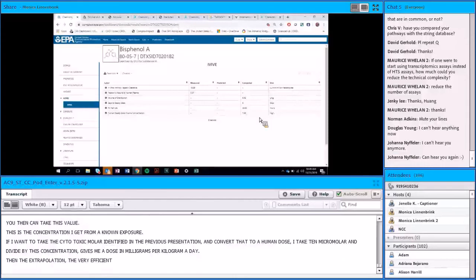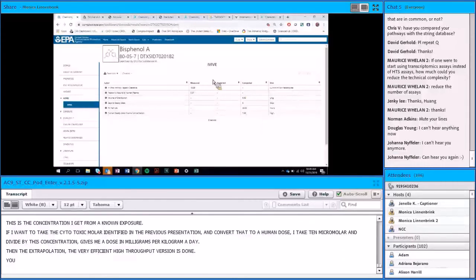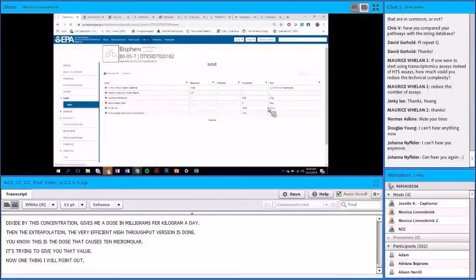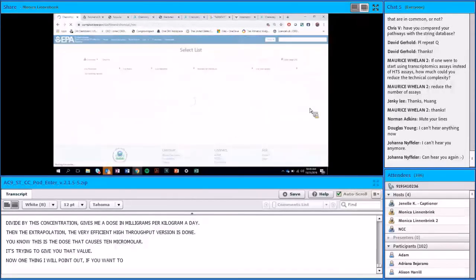And then your in vitro and vivo extrapolation, your very efficient high throughput version, is done. You now know this is a dose that causes 10 micromolar. And so that's why I say this is the most important quantity on this in vitro and vivo extrapolation page, is that it's trying to give you that value.